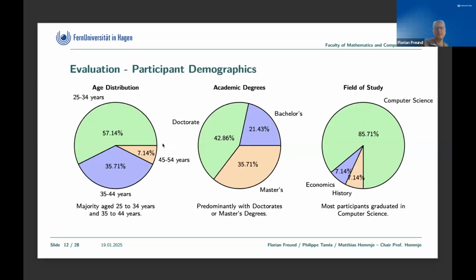So let's go to the results. First, the demographics. Our participants were in the majority aged between 25 and 34 years and 35 to 44 years. We had a high educational level, predominantly doctorates or master's degrees, and most participants graduated in computer science. But we also had some participants from other disciplines like economics or history.